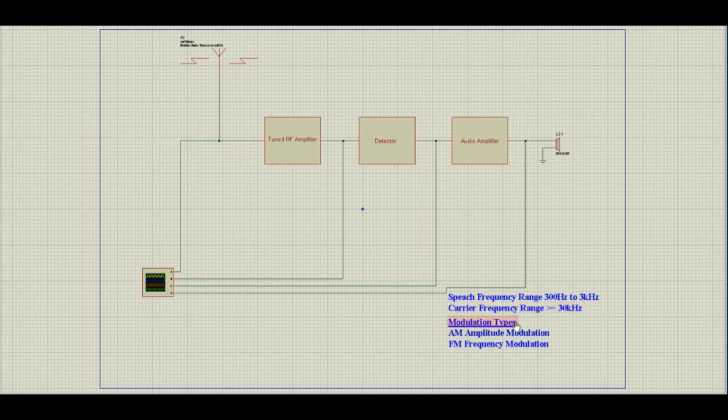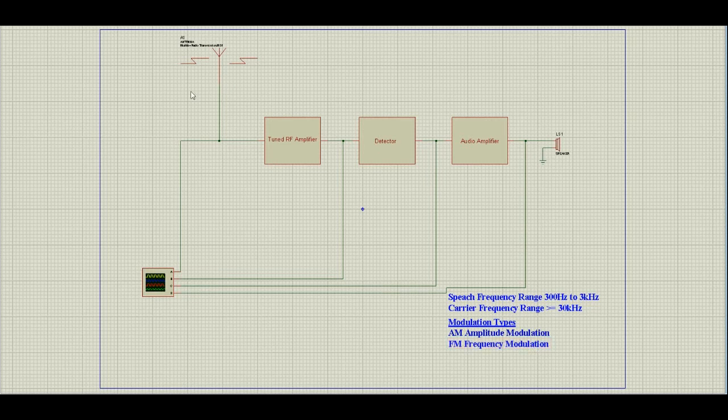There could be two modulation types in this configuration. Amplitude modulation, where the amplitude of the carrier is varied with the speech signal. And frequency modulation, where the frequency of the carrier is modulated with the speech signal.